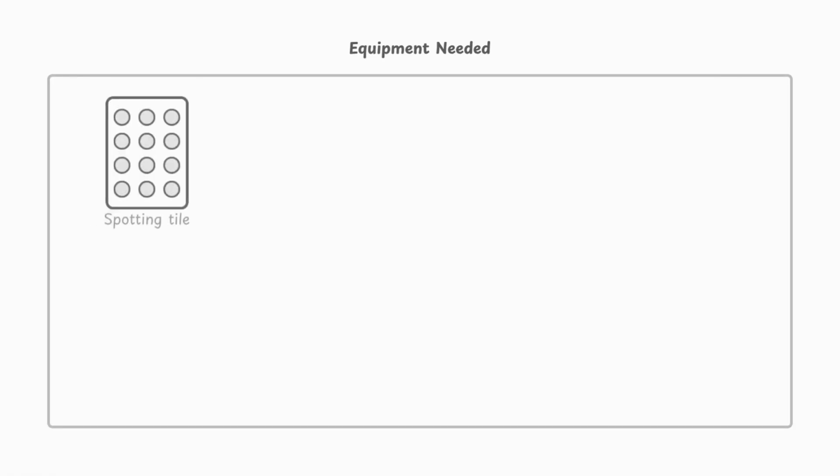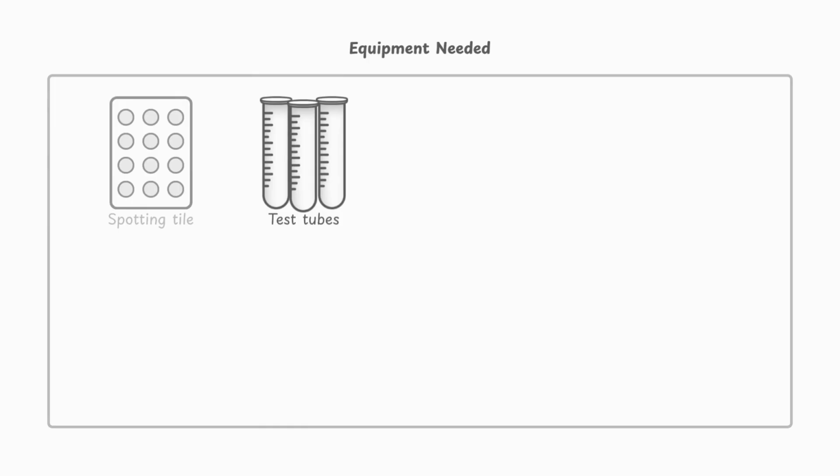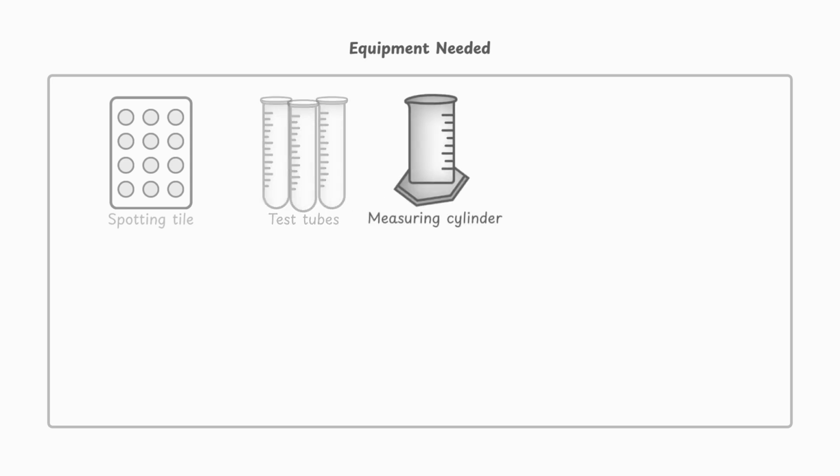Before we begin the experiment, let's first look at the equipment we need. First, we have the spotting tile. This is used to hold small drops of the reaction mixture during the test. Next, we need test tubes. These will contain the starch solution, amylase solution, and the different buffer solutions. We also use a measuring cylinder. This helps us measure accurate volumes of liquids so the test is fair and reliable.